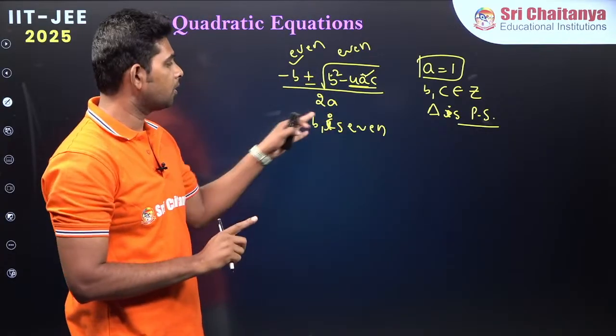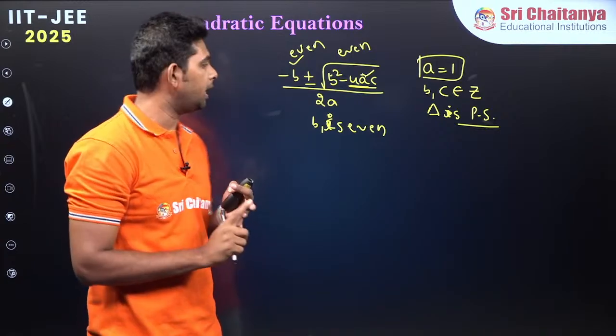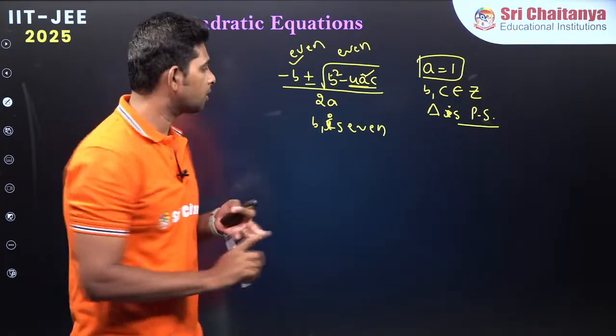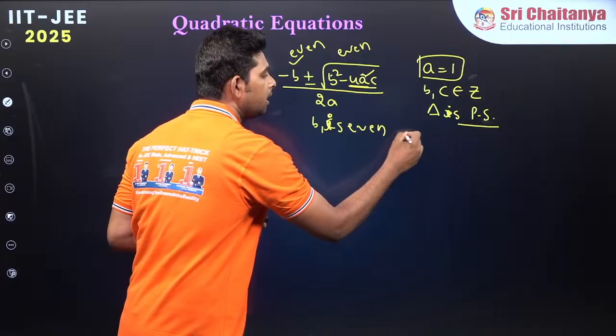So are you getting that? You are going to get a equals, if you are writing 1, then you are going to be left with an integer there.